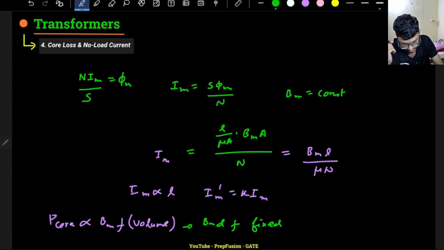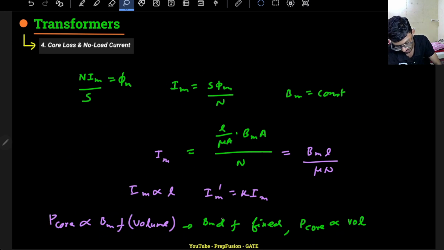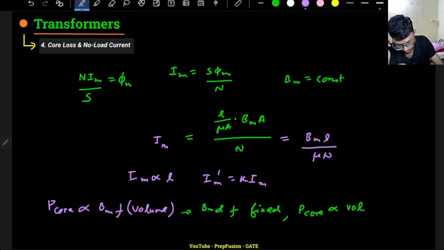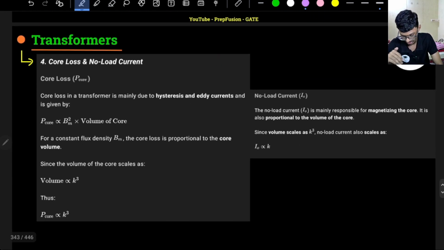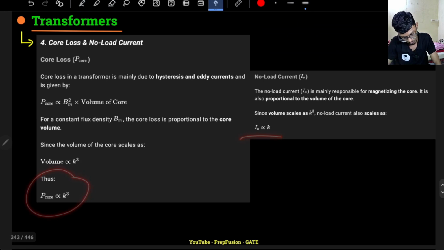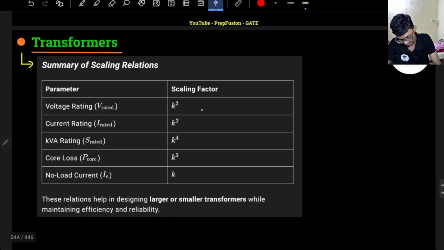If Bm and f are fixed, both the hysteresis and eddy current losses are proportional to the volume, so core loss is directly proportional to volume. So if all the dimensions are scaled by k, the core loss also will be scaled by k cube. P core will be scaled by k cube into the previous P core. That is what is written over here. The no load current will only be scaled by k. So this is a summary.